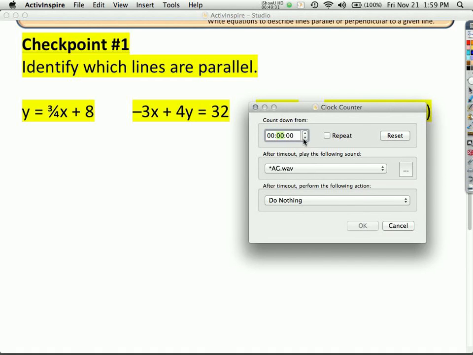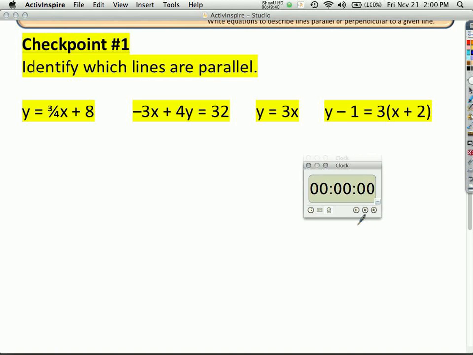You got 30 seconds to compare with your teammates. Come to some sort of agreement on what you think are parallel. 30 seconds. Quick.